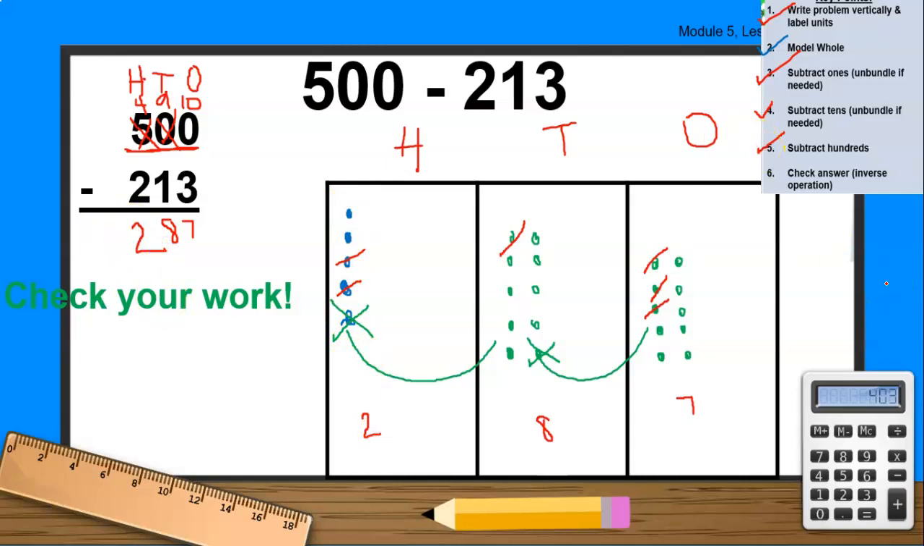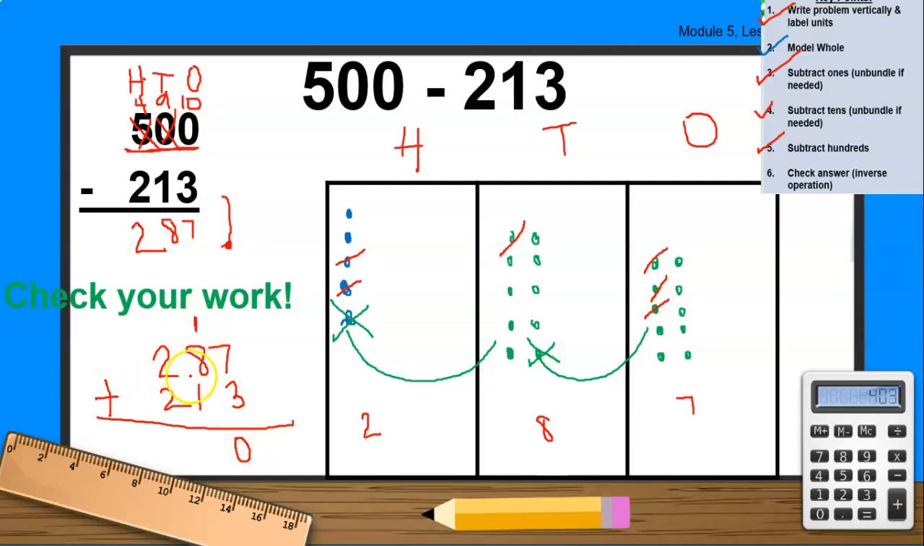So we're ready to check our work. Okay, boys and girls? So remember, when we check our work, we start bottom up. We start with the answer and then the next number. Let's see if we get it right. 287 plus 213. When I add, I always start at the ones. What's 7 plus 3? Yes, 10. The 0 goes in the ones place and the 1 goes in the tens place.